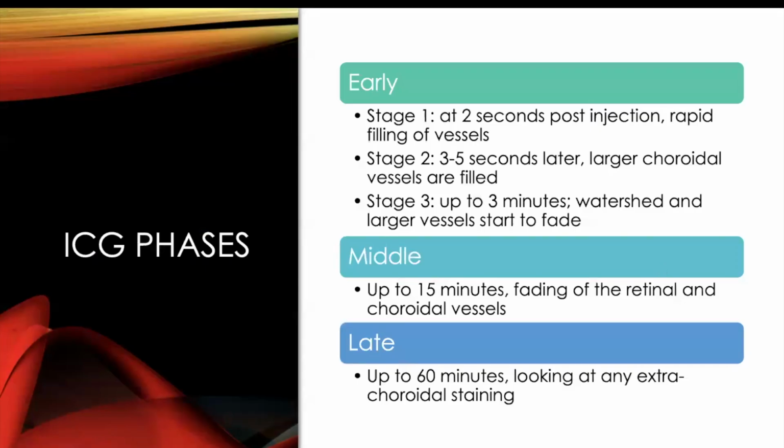And you have this early phase, which can be split up into 3 stages. So you've got this rapid filling of vessels within the first couple of seconds. Then the larger choroidal vessels are filled, and then you have up to 3 minutes of where your larger vessels start to fade. Your middle stage is up to 15 minutes, where all of the vessels are starting to fade. And then at 60 minutes, you're essentially looking for any staining outside of the choroid.